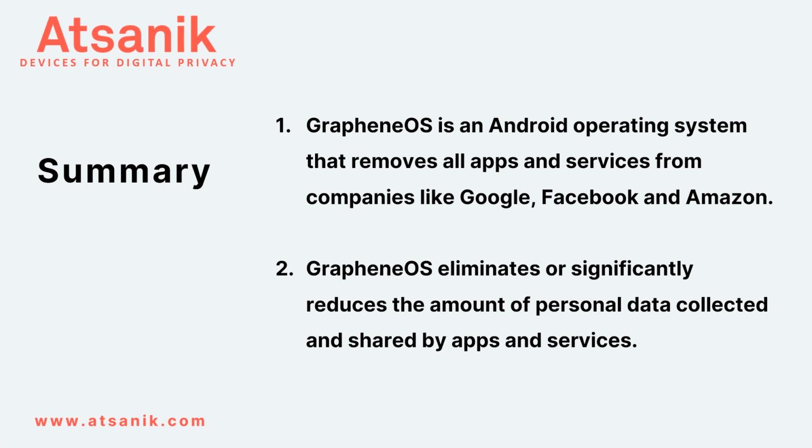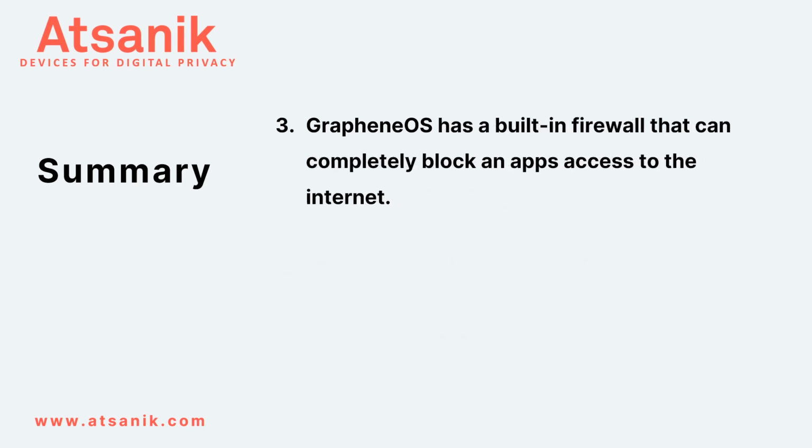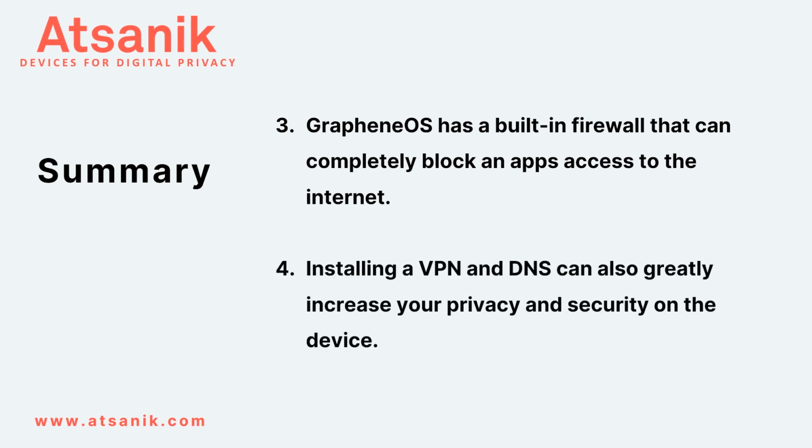2. GrapheneOS eliminates or significantly reduces the amount of personal data collected and shared by apps and services. The amount will ultimately depend on the number and type of apps you install and the permissions that you give them. 3. GrapheneOS has a built-in firewall that can completely block an app's access to the internet, including the type of data sharing mentioned previously. 4. Installing a VPN and enabling private DNS settings can also greatly increase your privacy and security on the device.